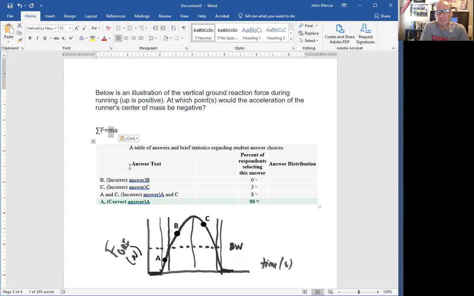It will not be negative 9.8 meters per second squared. That's weight. However, the mass of the object, either here on Earth or in space or on the moon, is the same. It's independent of the forces acting on the object. So mass is a measure of inertia.